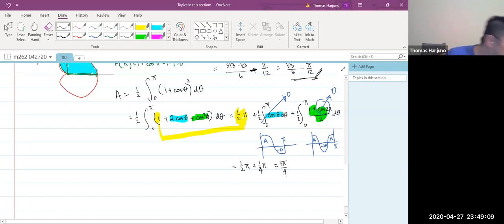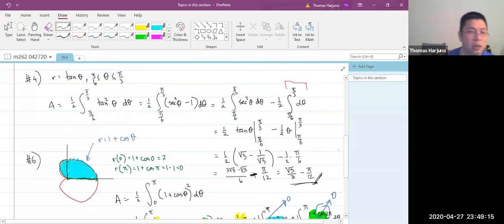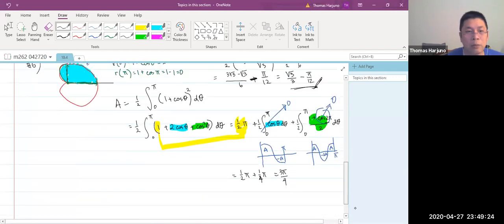Okay. Now, what's the difference between question number 4 and number 6? Not much difference, except that in number 6, they don't tell us the limit of the integrations. We need to find it ourselves. Now let's apply that idea to number 8.